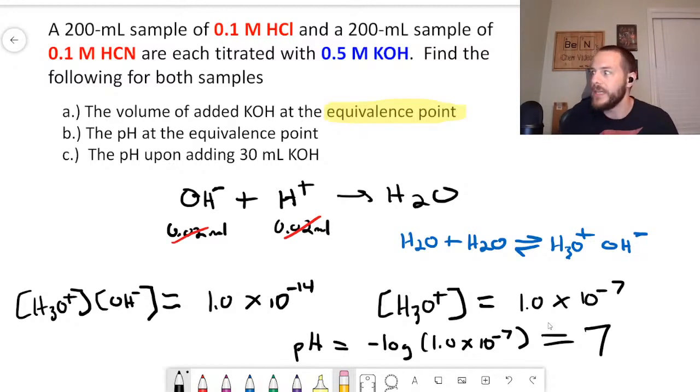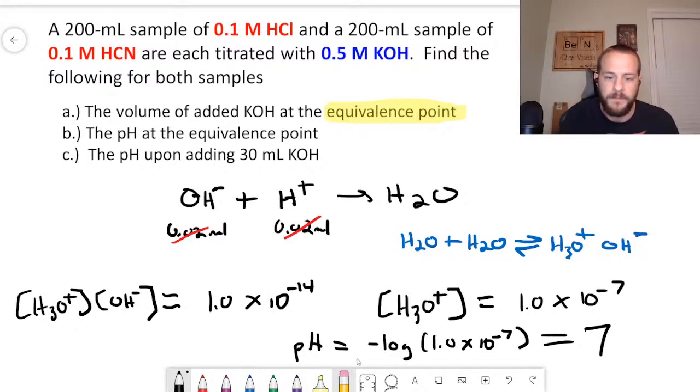So I know that was a really long-winded way of telling you that the pH of a strong acid, strong base titration is always 7. But that's because I want you to understand it. Because if I were to just tell you that the pH at the equivalence point of a strong acid, strong base titration is always 7, you might memorize that, but you wouldn't really understand why that's the case.